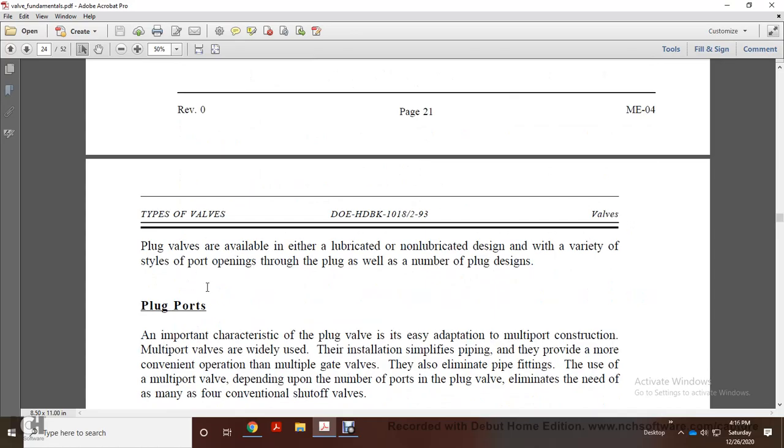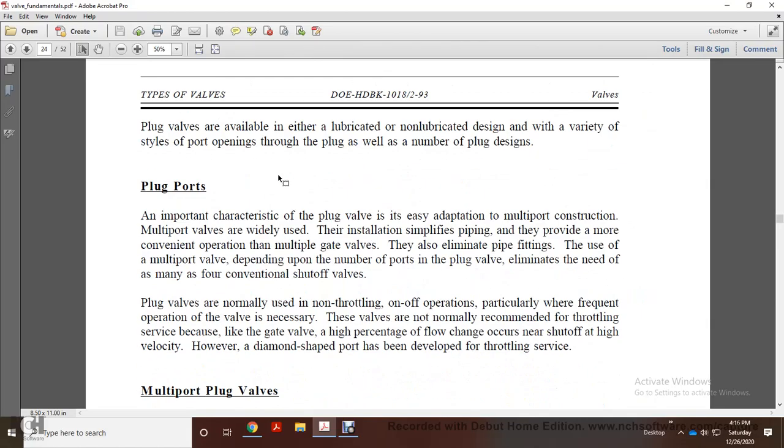Plug valves are available in either lubricated or non-lubricated design, with a variety of port opening styles as well as the number of the plug's ports. An important characteristic of the plug valve is its adaptation to multi-port core construction. Multi-port plug valves are widely used.